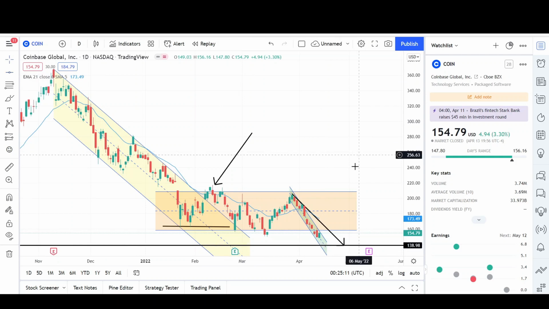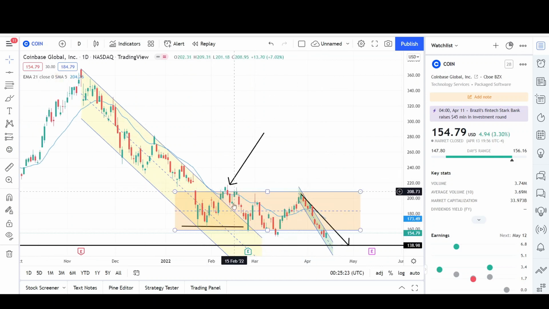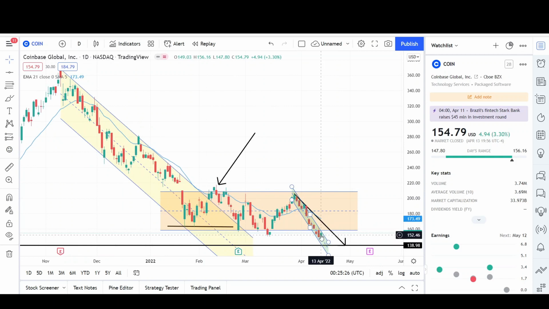Could we just bounce from here and continue higher? Yes, but what are the chances of me or anybody else picking that this is the bottom for Coinbase? It's just a much higher probability to always stick with the trend, even though it looks like it ended, and always assume that we have not bottomed.